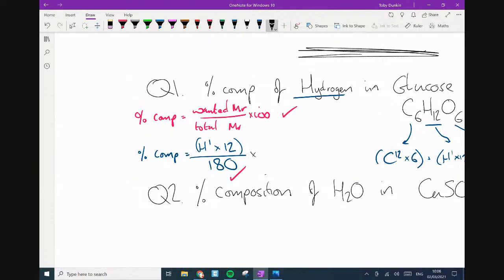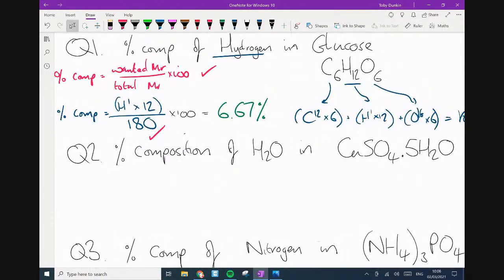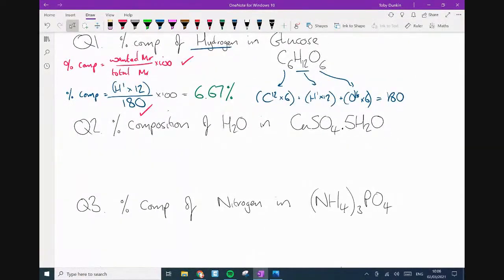Times 100, easy to forget. So 12 over 180, times 100 gives me an answer of 6.7%, 6.67%, 3 sig fig. I like it. Tick it if you got it, folks. 3 marks. Tick, tick, tick.